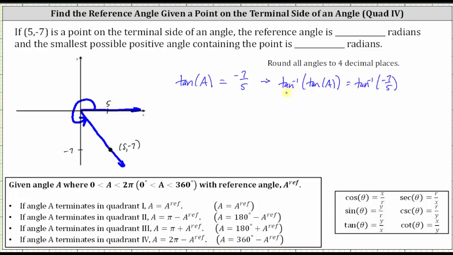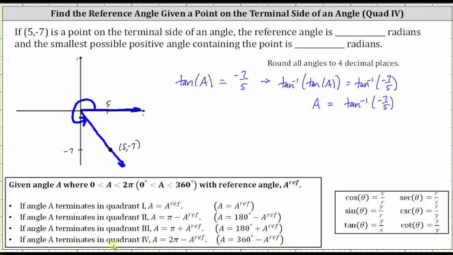Simplifying on the left, inverse tangent of tangent A is equal to A. We have angle A is equal to inverse tangent of negative 7/5. And now we'll go to the calculator, evaluate inverse tangent of negative 7/5, and use that information to determine the reference angle as well as the measure of angle A, the angle we have diagrammed.